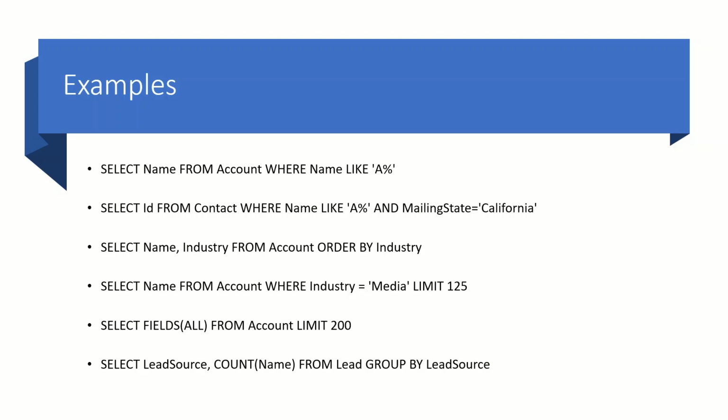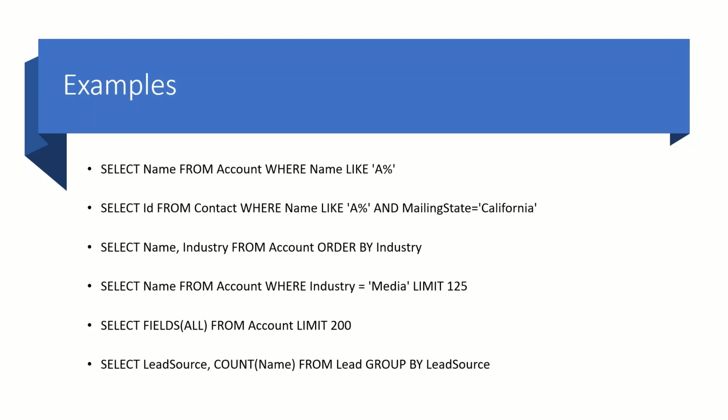If we want to order the results, then we use the order by clause, like select name, industry from account order by industry. On which field, in this case we are ordering it by industry, we can order it in ascending or descending order, and we have to query that particular field on which we want to order by.